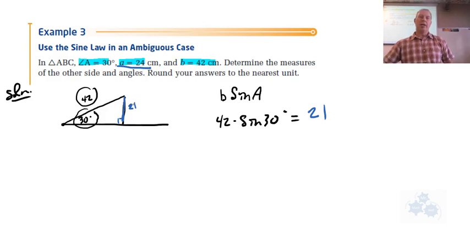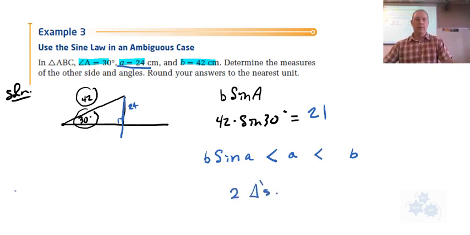How many triangles do we actually have if this is 24? So since A is greater than B sine A, where B sine A is the height of the triangle and the minimum length required, and A is also less than B, then we have two triangles. And this is what they would kind of look like here.